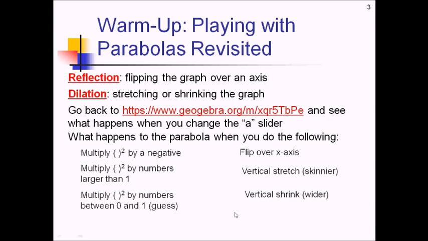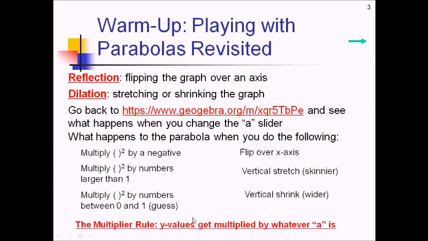So in general, what's happening here, we're affecting the vertical in each of these situations. So I call this the multiplier rule. Whatever is happening to that squared parentheses or x squared, whatever that A value is, that is getting multiplied by all of your y values. Let's go and put this into practice now.